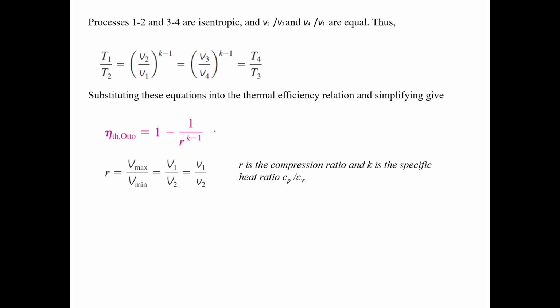Now what does this equation mean? The efficiency of the Otto cycle depends on r and k. These are constants, and k is also a constant because it is the Cp value divided by Cv. Cp is a constant, Cv is a constant, therefore k is also constant. r is the only variable we have in this equation.